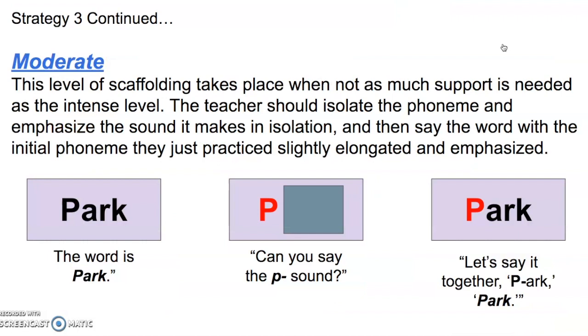And then the next level is moderate scaffolding. This is not as intense a need of assistance. This takes place when not as much support is needed as the intense level. The teacher should isolate the phoneme and emphasize the sounds it makes in isolation, and then say the word slightly elongated and emphasize the phoneme, but not as intensely as the previous level. An example below is the word park. She asked, can you say the P sound? Let's say together, p-ark, park. So they hear the phoneme, but it's not as exaggerated as before.